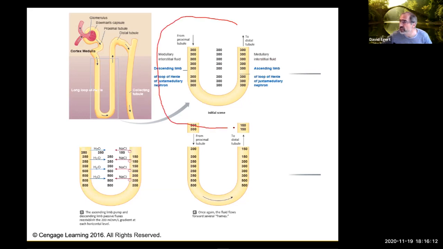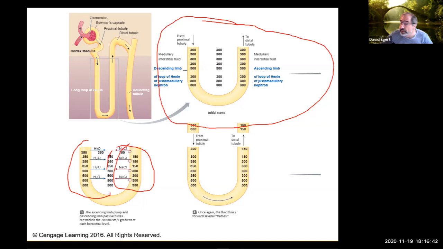This here is the initial scene. This is not what it looks like in your kidney, but imagine everything in the kidney is at 300 milliosmolar. It's 300 milliosmolar inside and outside of the loop. And then we think about the ascending limb pumping sodium out. So it can pump sodium out until it's 200 higher outside than inside.